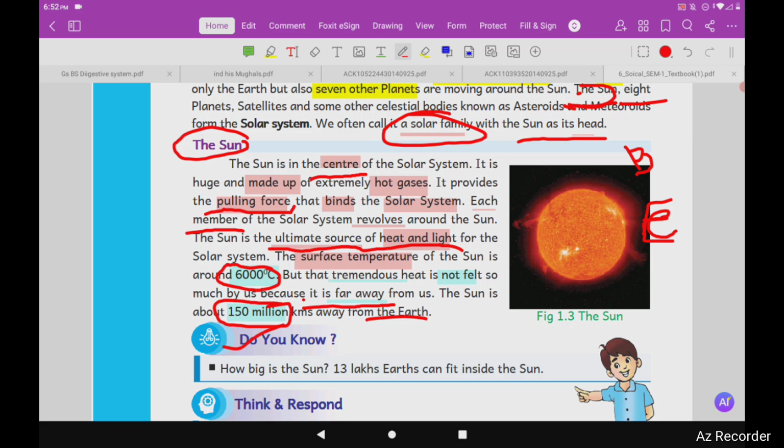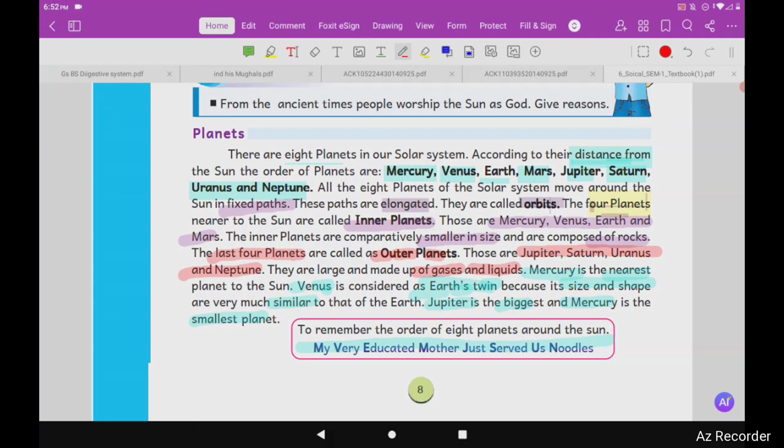Do you know one thing? When we compare the earth to the size of the sun, we can fit 13 lakh earths in the sun. That much bigger is the sun. That is why only the sun has the pulling force to pull all the celestial bodies in the solar system. Now let us think about planets.